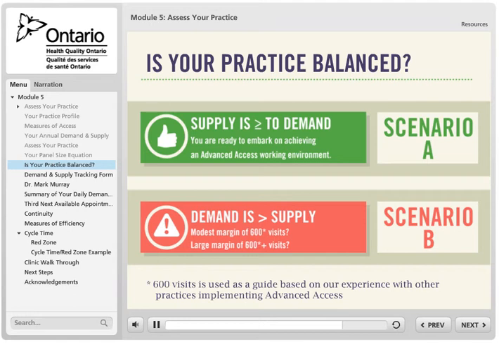Using the annual demand and annual supply numbers from the panel size equation, you can get a better understanding of how many appointments per week and per day your team would need to make up in order to balance supply and demand.